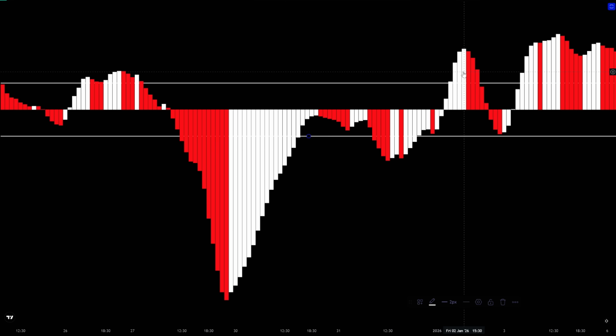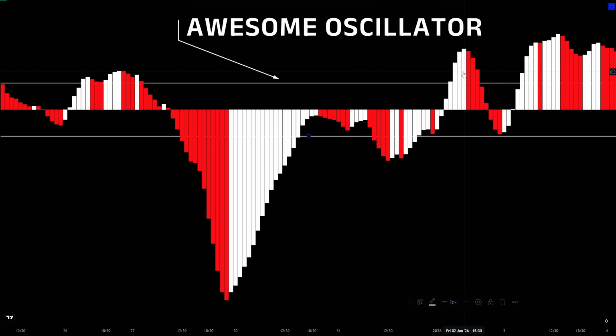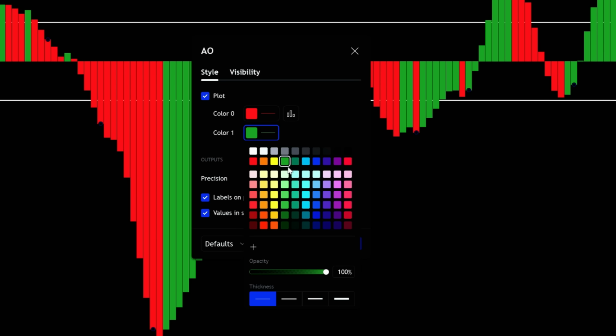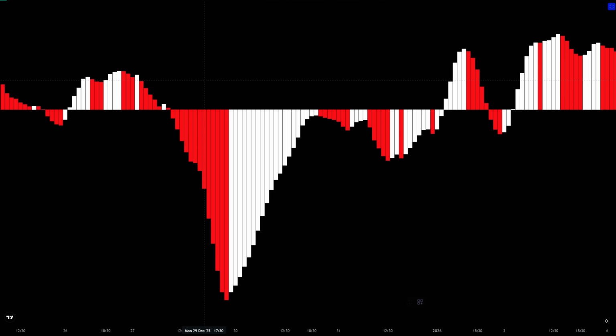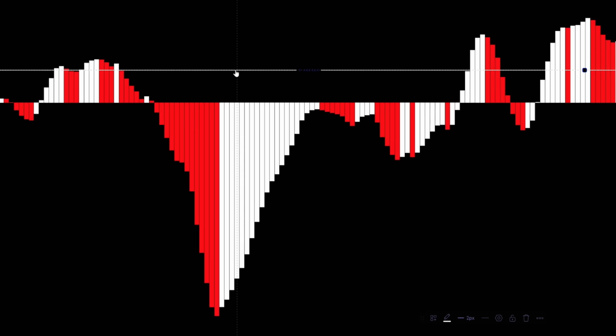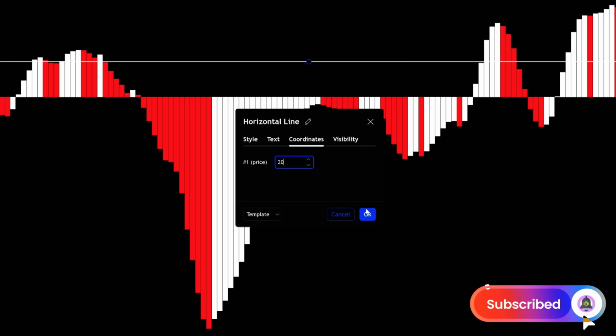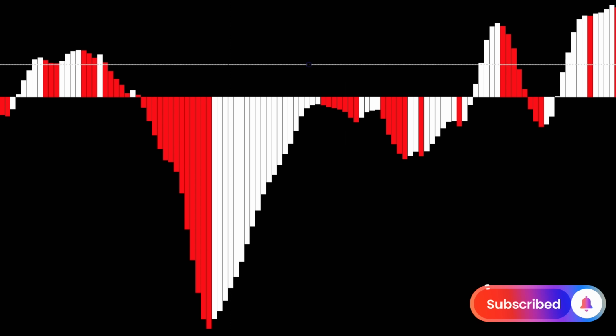The oscillator is the Awesome Oscillator. In the settings, set it to columns. And those lines at plus 20 and minus 20, they separate trades worth taking from trades that drain you slowly. That's the whole system. Simple, rule-based, and brutally honest.